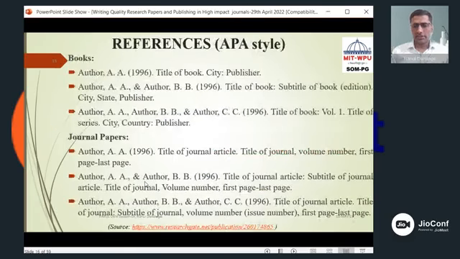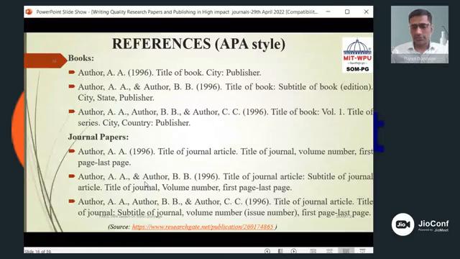Then comes the references. Normally every journal will specify in what format the references are to be put. So this is one APS style for how we write the references: the author name, in brackets the year, title of article, title of journal, volume, then issue number, and the page numbers, first and last page. So different formats, different methodologies, different structures.